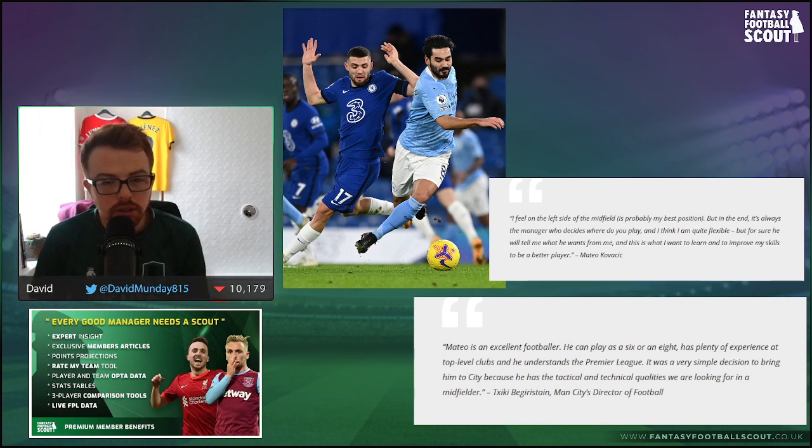So, yeah, from the director of football: Mateo is an excellent footballer, something I personally happen to agree with as well. I do like watching him. He can play as a 6 or an 8. He has plenty of experience at top-level clubs, and he understands the Premier League. It was a very simple decision to bring him to City because he has the tactical and technical qualities we are looking for in a midfielder.